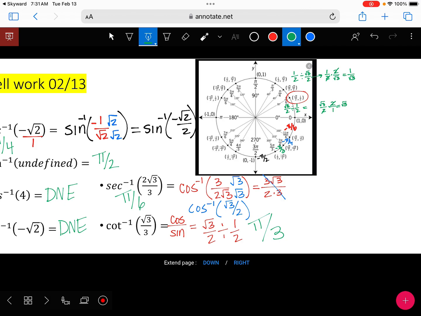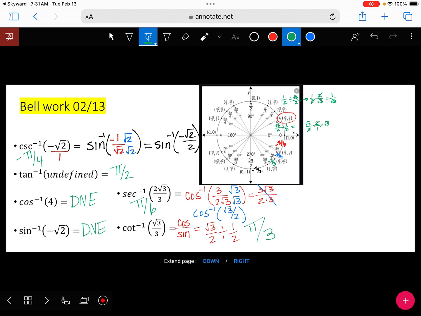So it's either pi over 6 or pi over 3 when you see those root 3s. So you just need to test them out and see which one is going to work.